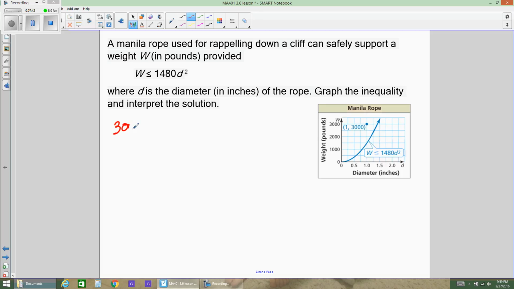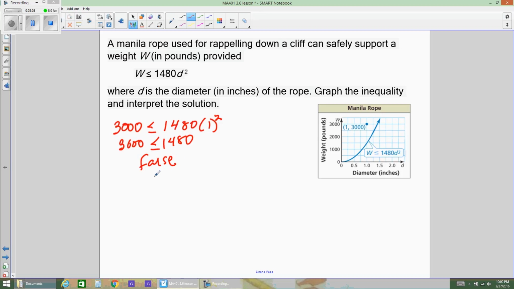We have 3000 is less than or equal to 1480 times 1 squared. All right, well, 1 squared is 1, so we have 3000 is less than or equal to 1480. Is that true or is that false? I hope you said false. And since the point is inside of the parabola and it's false, I know the shading needs to be on the outside of the parabola. Now, interpret that solution. What's that mean?